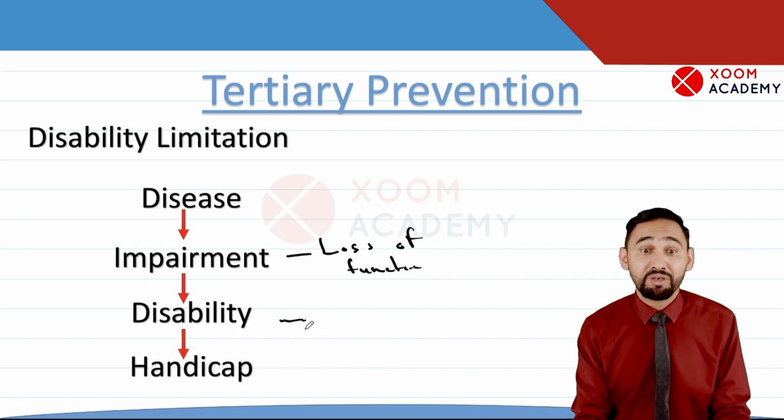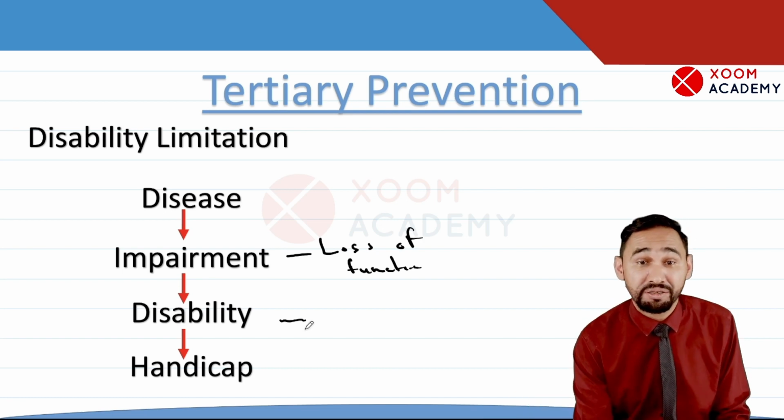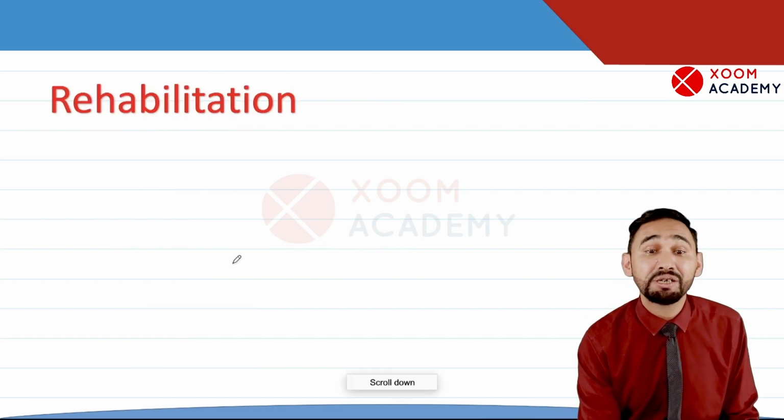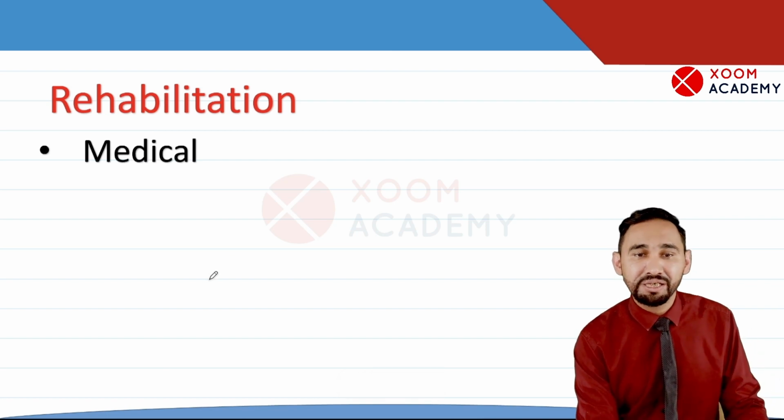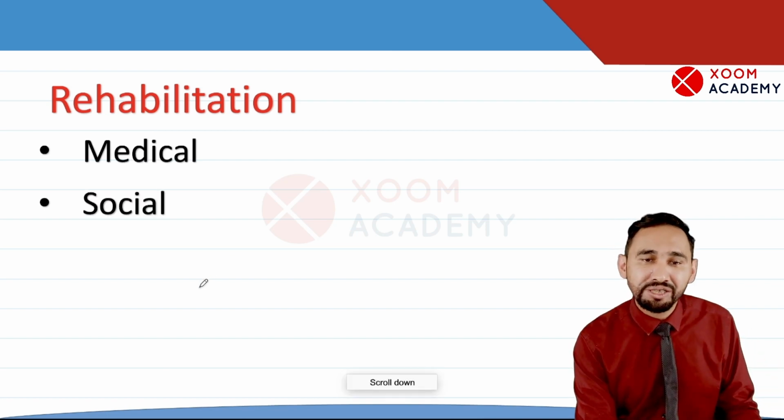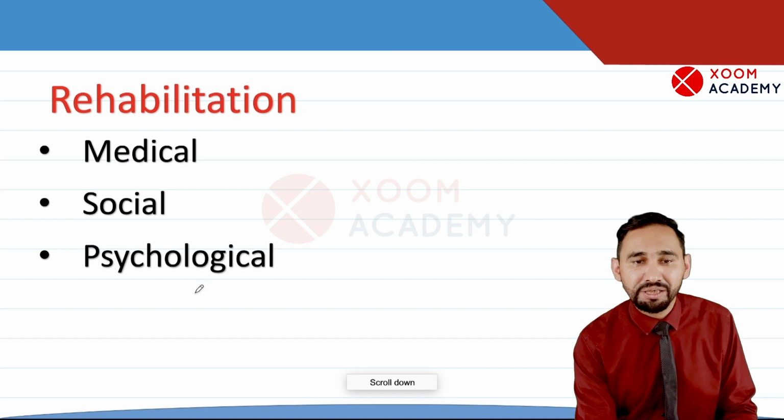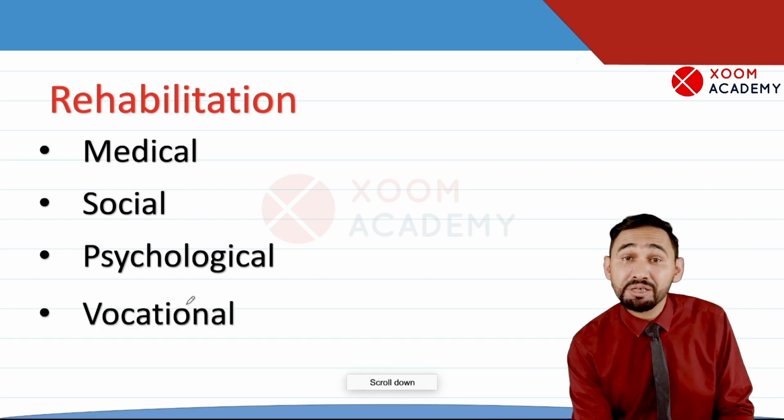This is handicap. We have to stop this. We have to limit this. And we can achieve this by rehabilitation. There is medical rehabilitation. There is social rehabilitation. There is psychological rehabilitation. And there is vocational rehabilitation.